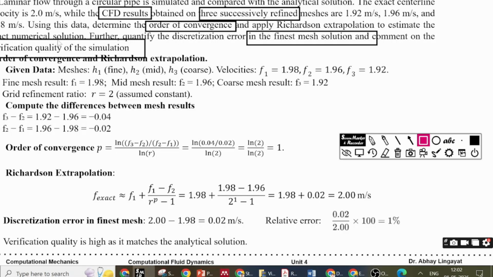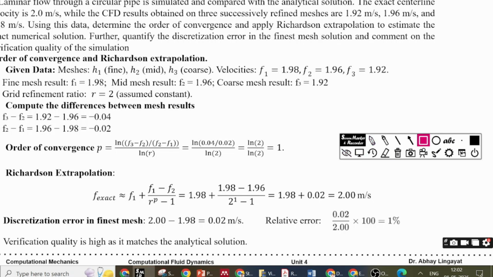So we use laminar pipe flow, where the exact centerline velocity is 2.0 meters per second. The CFD values are 1.92 meters per second, 1.96 meters per second, and 1.98 meters per second on the coarse mesh, medium mesh, and fine mesh respectively. So first, we will be defining the mesh results which are given in the data.